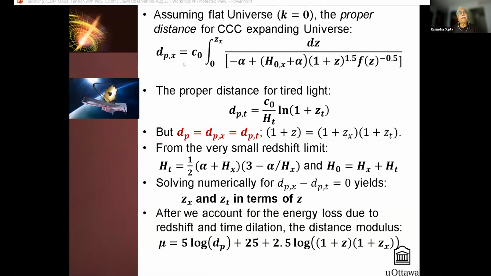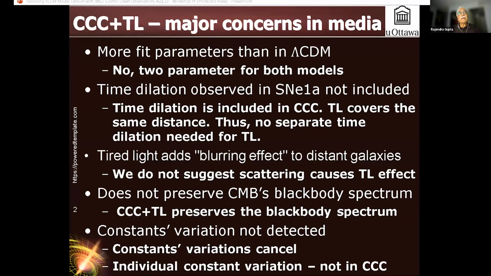And here again, because the distance traveled is the same in both cases, in the case of tired light as well as in the case of covarying coupling constants, that can constrain the H_x and H_t, the expanding universe component of Hubble's constant, and this. So the major concern in the media for this has been the two parameters, but they say, oh, you have more than one parameter, too many parameters. Not too many parameters, it's just two. Time dilation observed is not included in this? Yes, it is included because this CC plus TL covers the same distance. There's no separate time dilation.